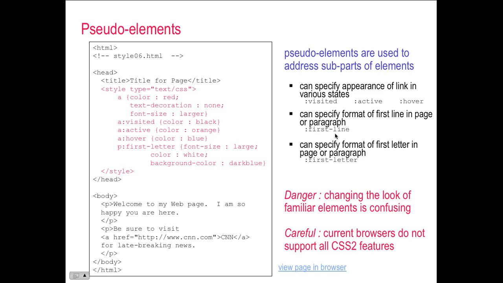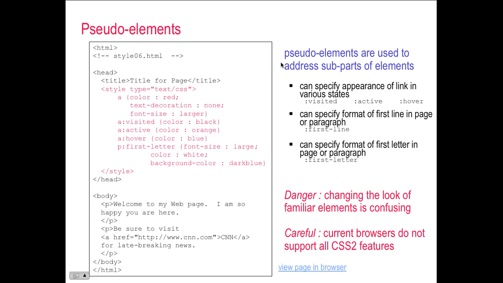of a paragraph, first line. You can specify the format of the first letter, first letter. Have you ever seen those websites where you have a paragraph and the first letter or the first word is really big? This is how you would set the attributes. In fact, you'd set it so it all looked the same. So every time you started a new paragraph, the first character is really big, or the first word is big or something.